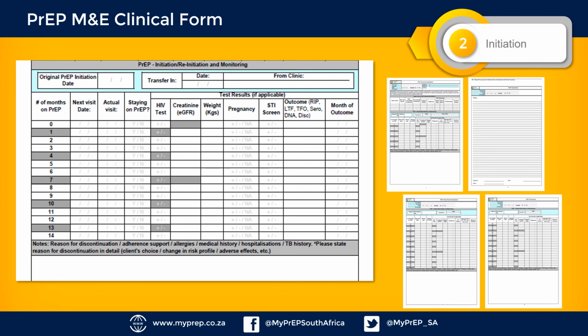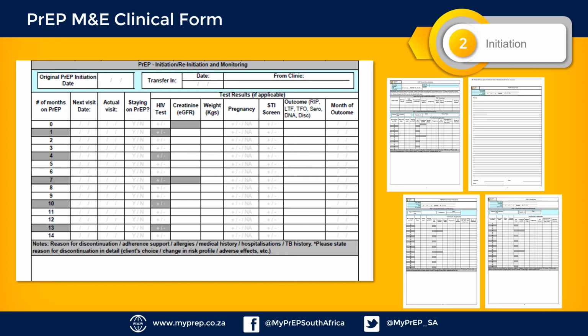The shaded rows in the clinical form represent the months at which you should set appointments for the client to return to see the clinician for follow-up counselling, to take their bloods, including an HIV test and creatinine clearance when required, and pregnancy screening if the client is female. You would then record all information for these client visits in the shaded rows. We have shaded the tests that are supposed to be done during each clinical visit to make it easier for you to remember. Before the client leaves his or her appointment, you will set a date for the next follow-up visit.